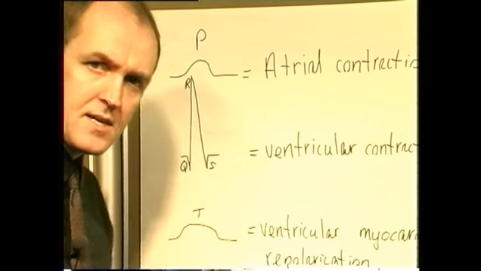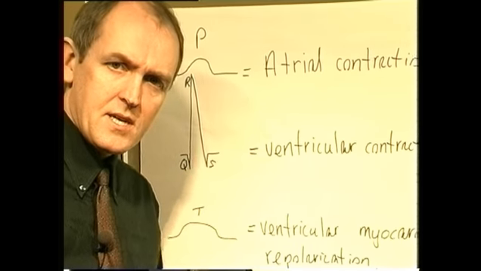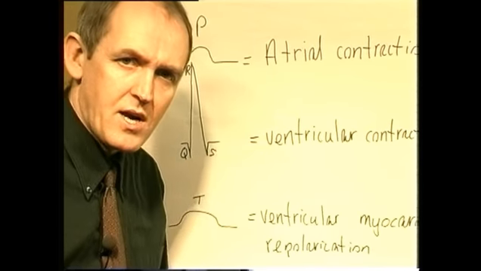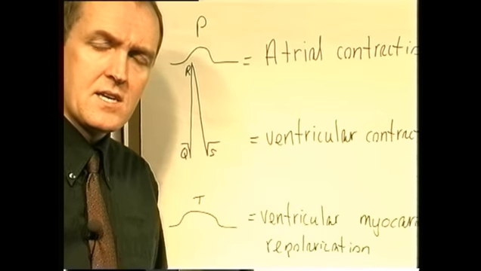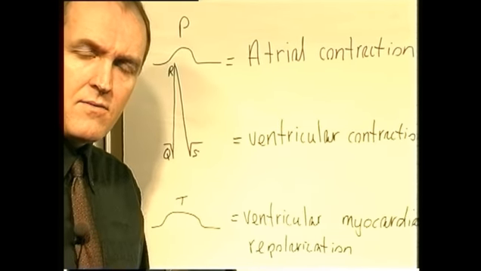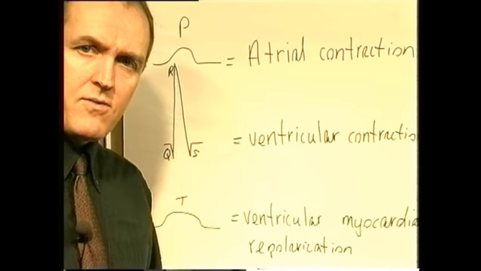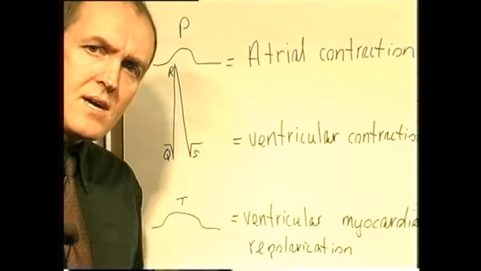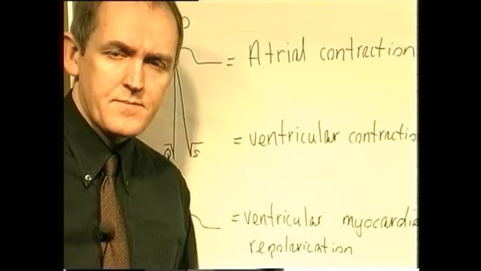The electrical activity as detected on the surface of the body as a result of the ventricular myocardial cells repolarizing, ready for the start of the next cardiac cycle. So we've got a P followed by a QRS complex followed by a T. That's normal.